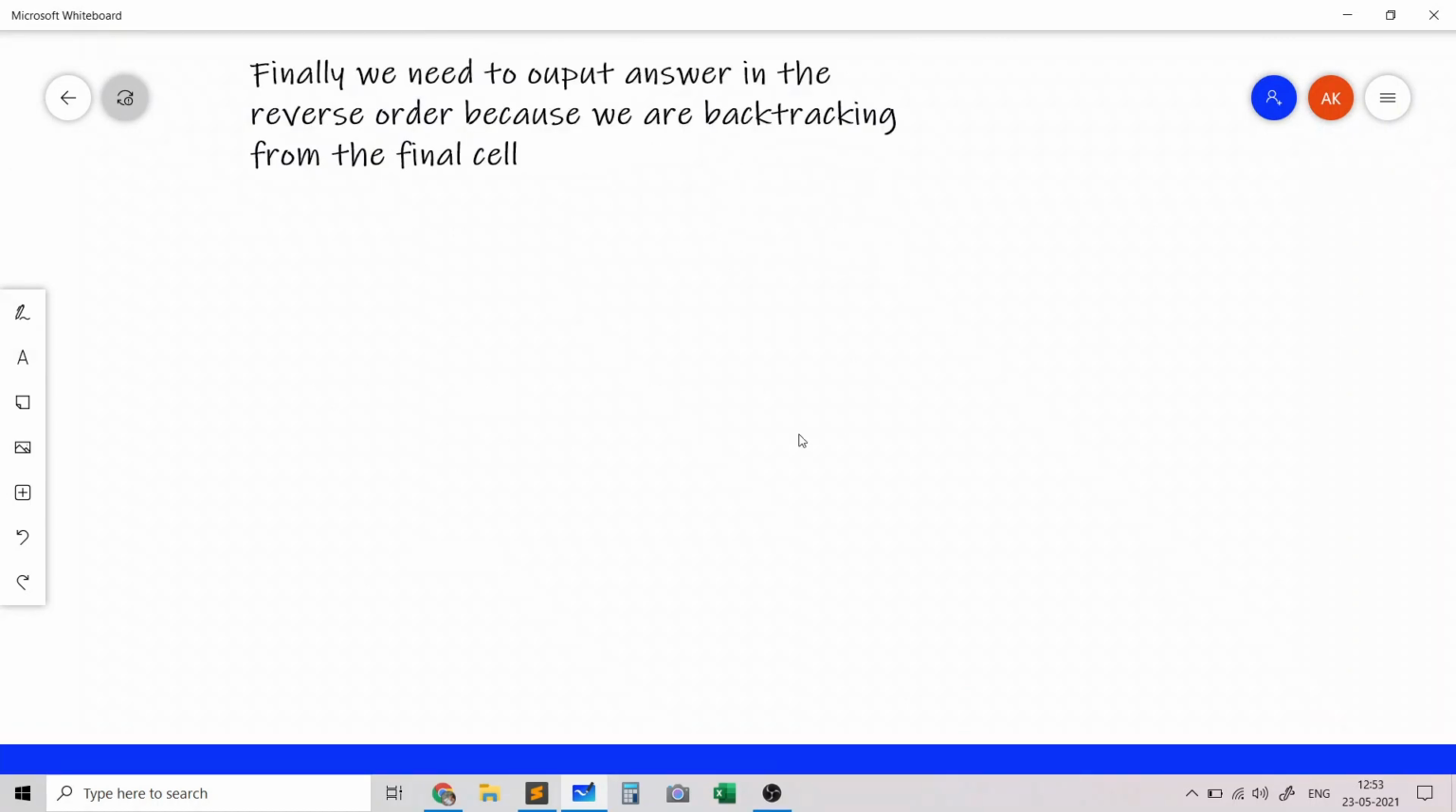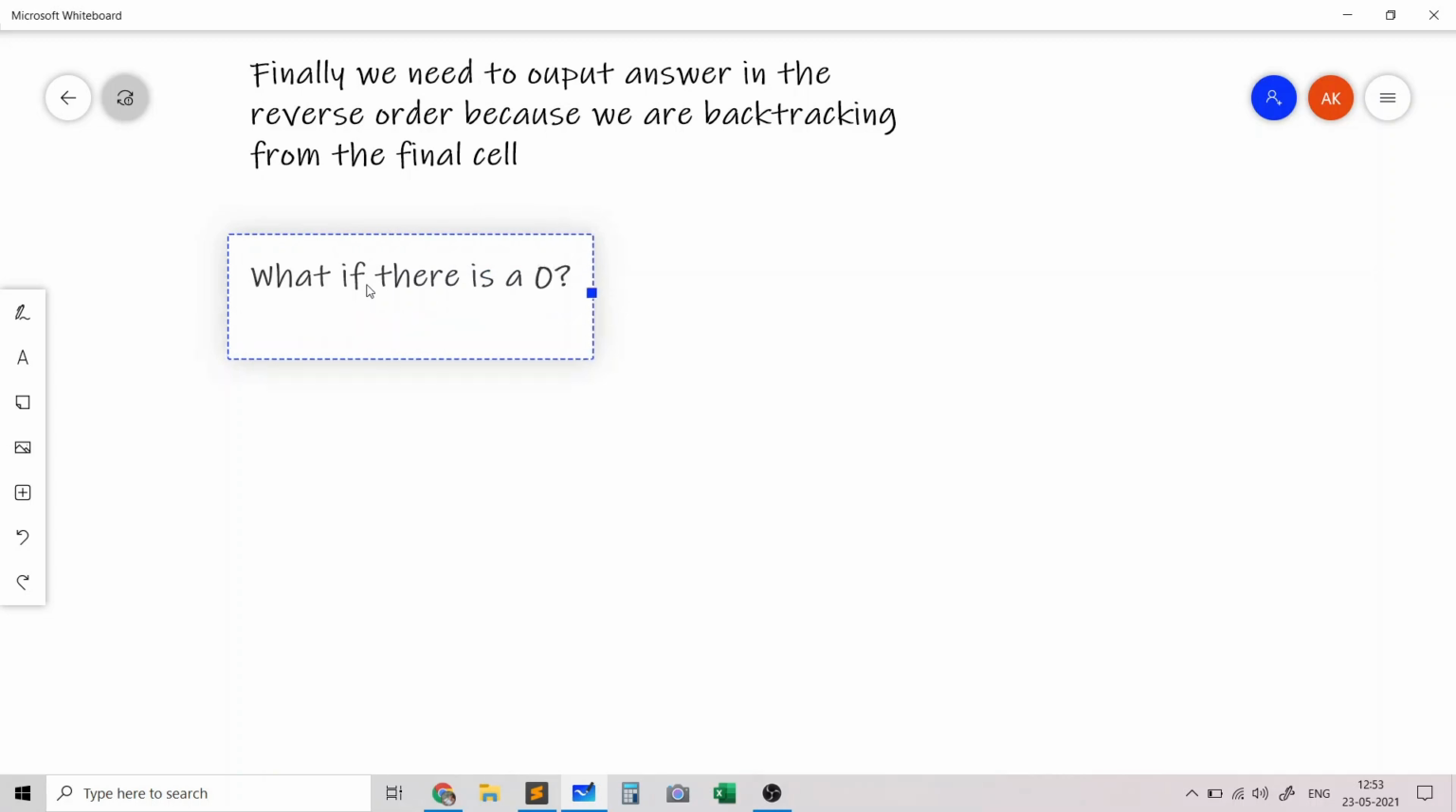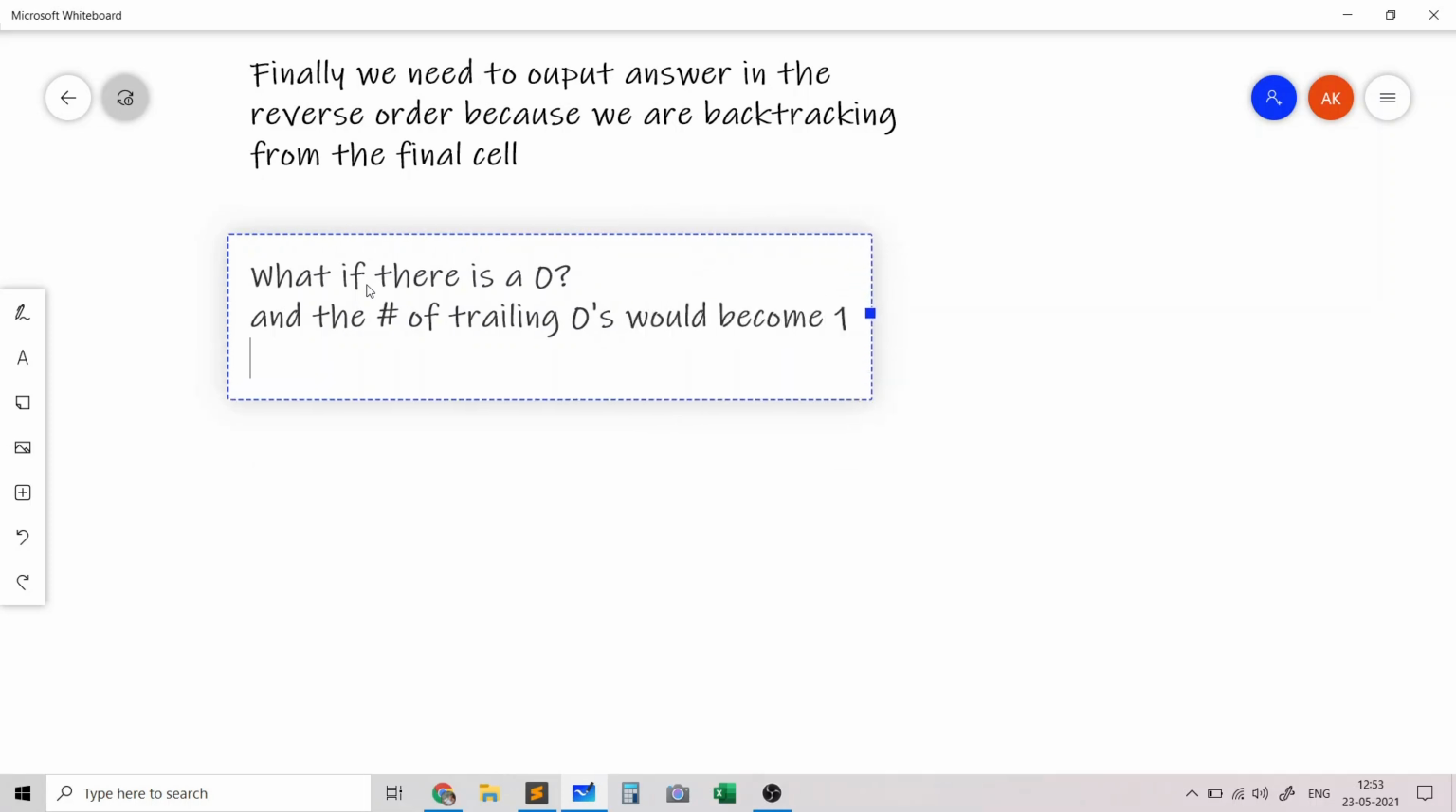So there's one small catch which we need to address before we look at the code, and that is, what if there was a cell with a value 0? This is the key question which is left to address, and the reason why this adversely affects the solution is because if there was a 0, this would make the whole product equal to 0, and the number of trailing zeros would become 1 if there was a 0 and we chose to go across that cell.